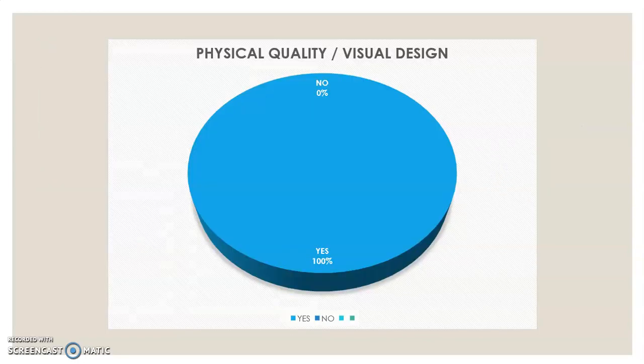We have 5 items in our checklist. When we look at our graphic, we see all answers are yes.